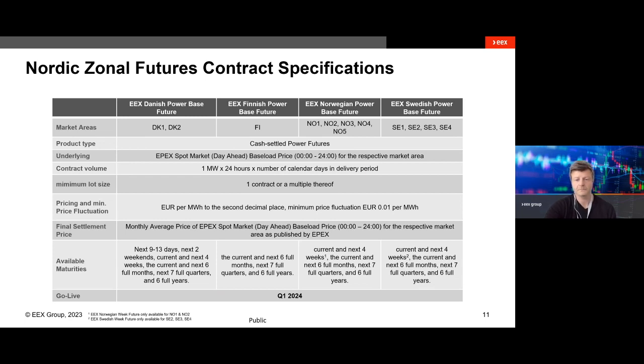Let me take one more question here, Tim, that came in. Which one of these spreads that you've presented will be liquid in your view?